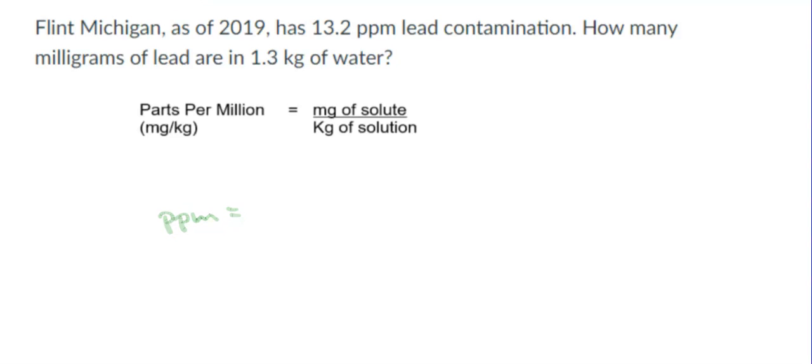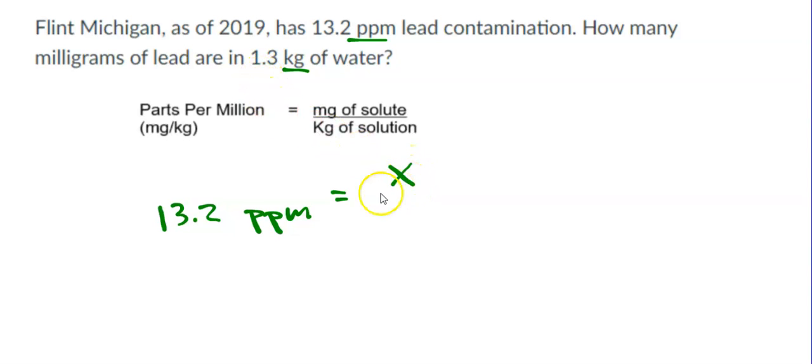Okay. So looking at this problem, we have the same equation, but this time it gives me ppm and kilograms. So it's just algebra. Flint, Michigan had 13.2 parts per million. So I'll just substitute that in here. 13.2 ppm is equal to the milligrams over kilograms. It says how many milligrams of lead are in 1.3 kilograms of water.